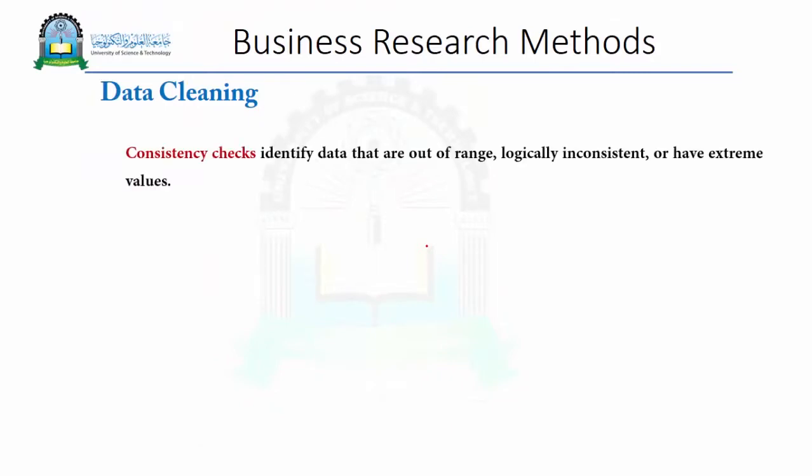After doing so, we need to clean the data. Cleaning the data means we check the consistency. Consistency checks identify data that are out of range, logically inconsistent, or have extreme values. So we need to double check the data, find out if there are irregularities or problems, and take out some of the data which is not logical.